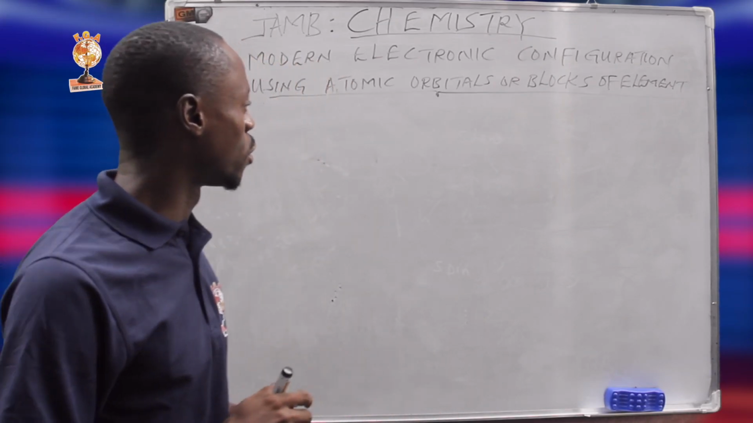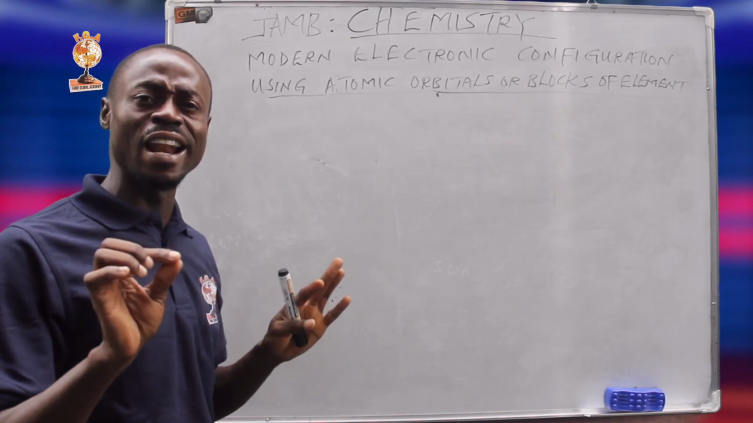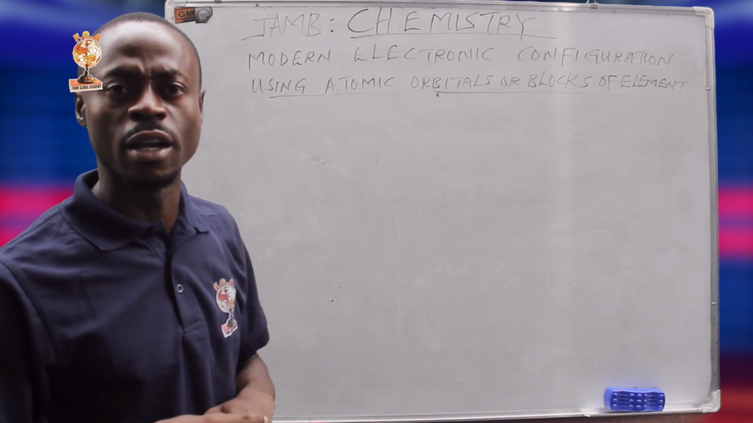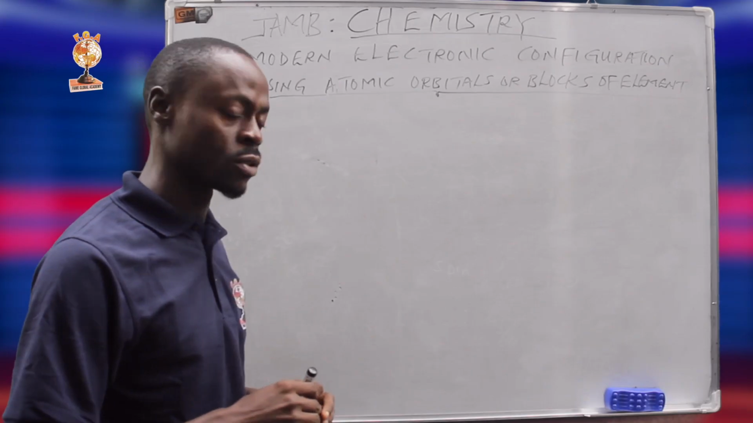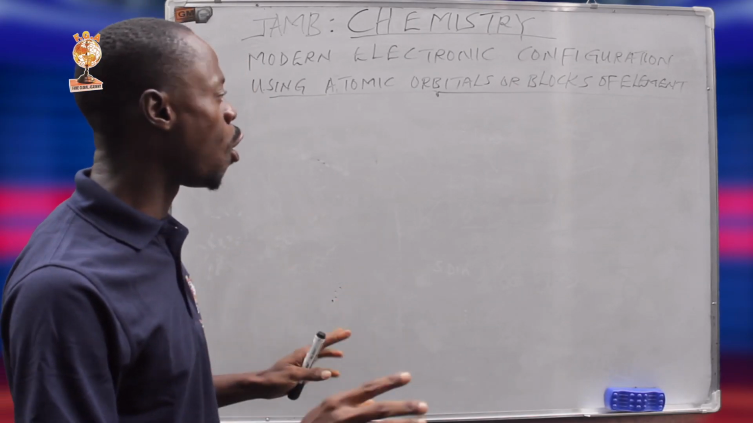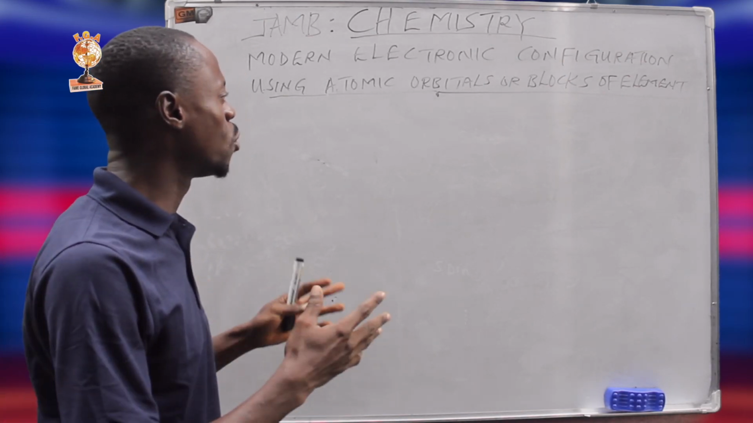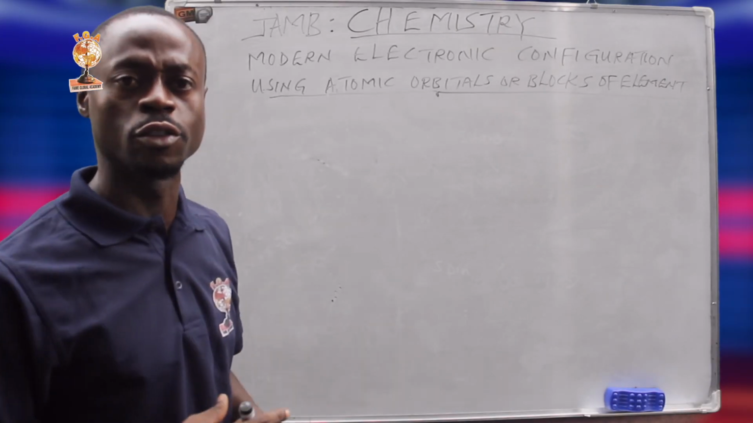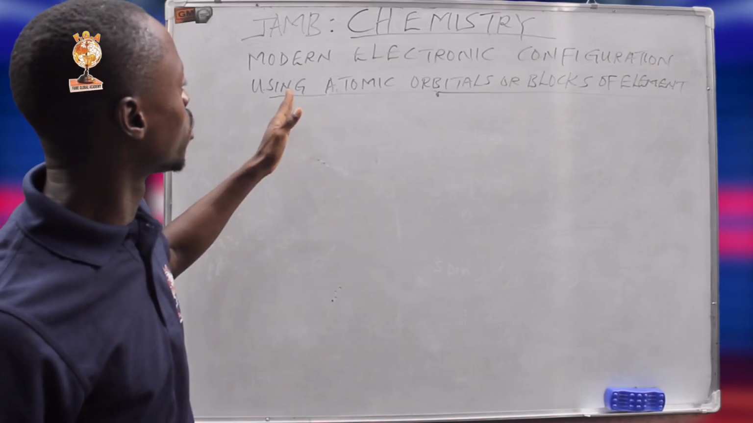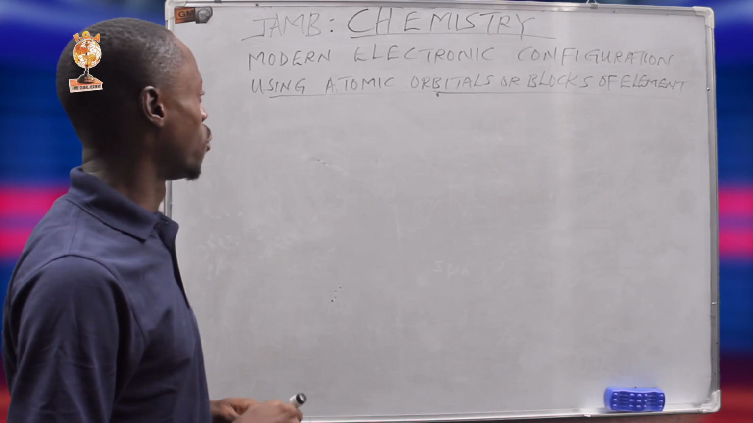Electronic configuration is simply defined as the arrangement of electrons around the nucleus in atomic orbitals. Before now, we had old ways of writing electronic configuration. We are not going to be looking at that this morning. What we have on the board is the modern way of writing electronic configuration.